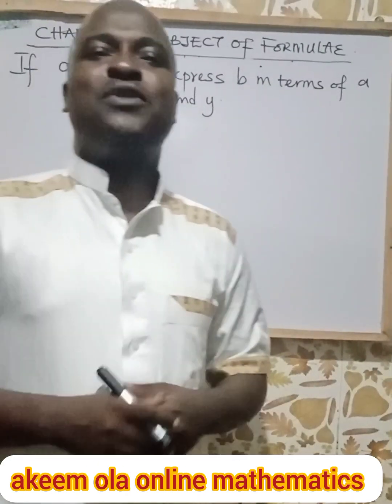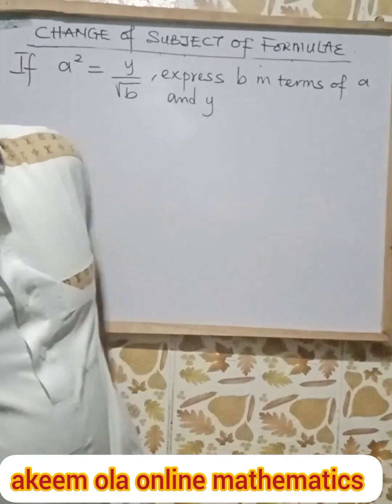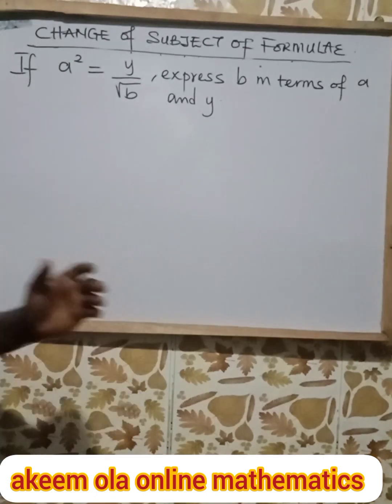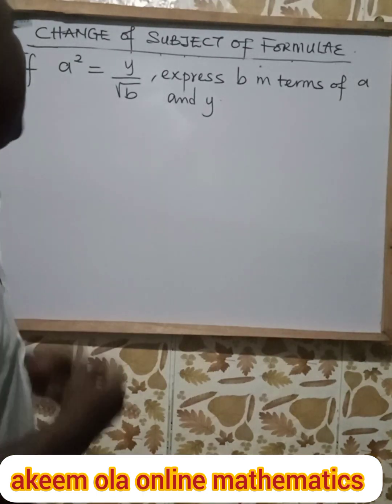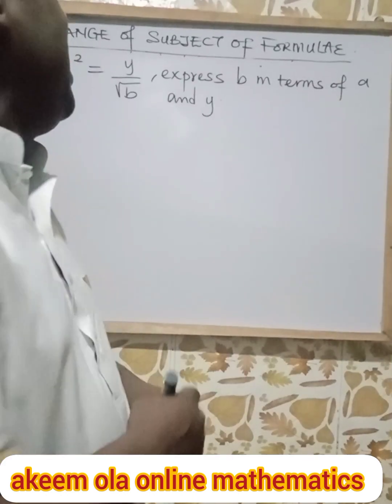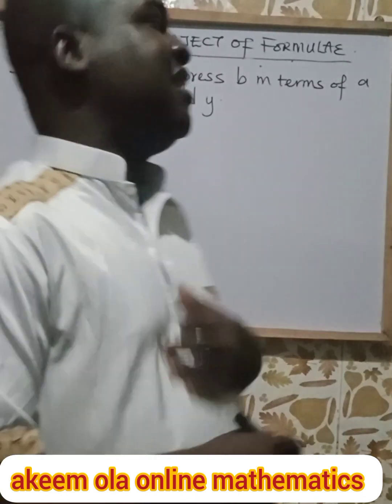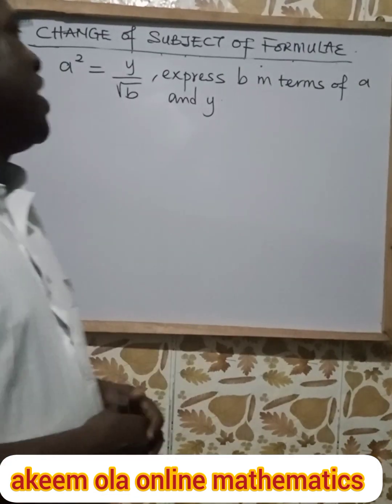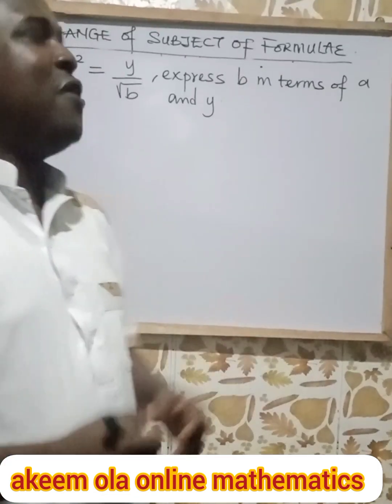Still on change of subject of formulae, we have another question to destroy. Let's look at this simple question. We are given that a square is equal to y all over root b. Express b in terms of a and y. That means we are going to make b the subject of formula.